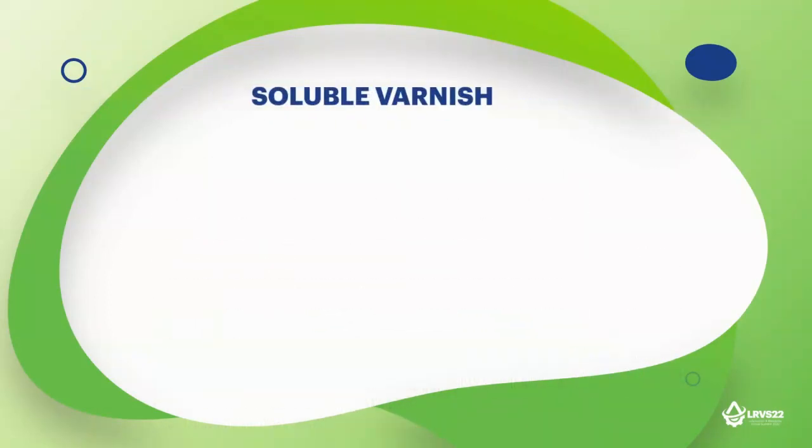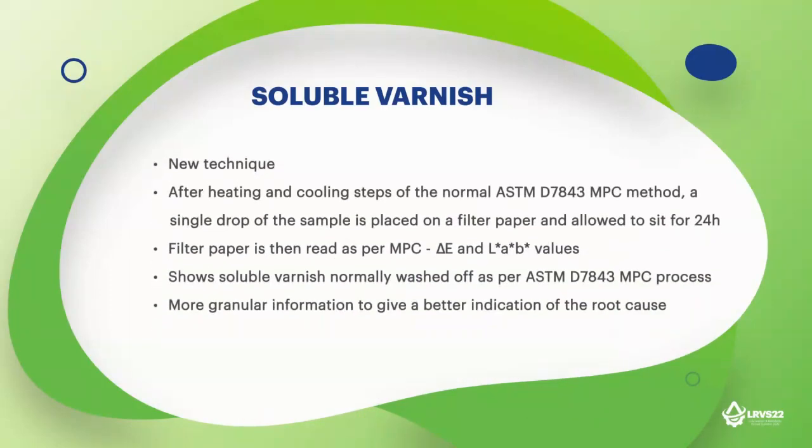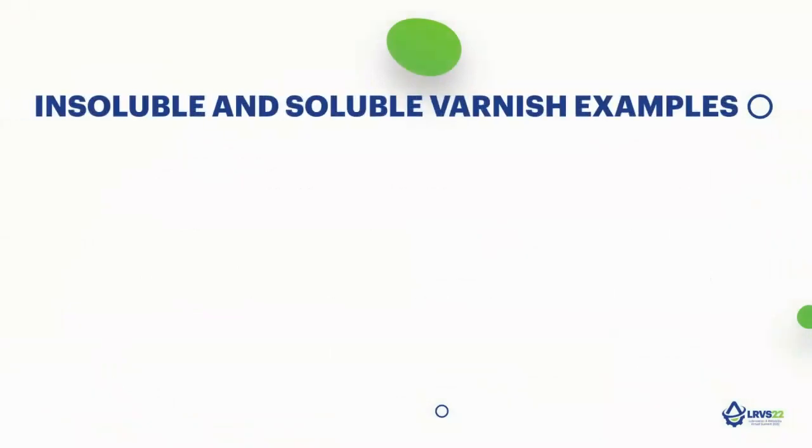Now we're going to talk about soluble varnish. This is a brand new technique that we have created. Basically, after the oil has heated for 23 to 25 hours, we take an oil drop and place it on the patch. We immediately put it into the dark and let it dry for 24 hours. Afterwards, we take a color reading of that varnish, and we also report the LAB values. Here are some examples of the correlations that we have found with insoluble and soluble varnish.